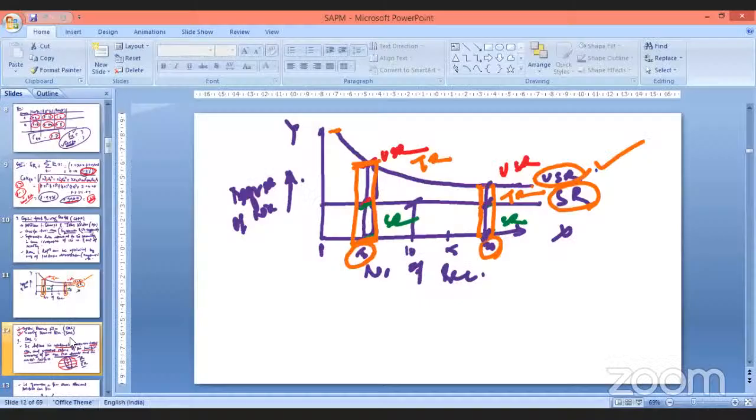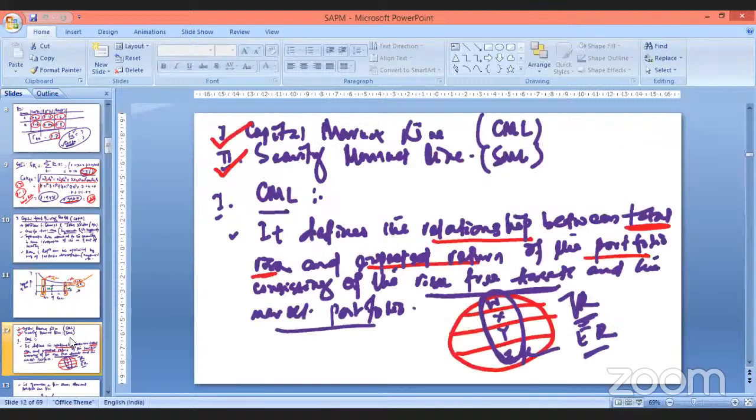So this is how we are talking about CAPM. I'll just explain about the CAPM. Before going to explain about CAPM, we must understand these two: one is the capital market line and the second one is the security market line. CAPM is derived from the security market line. So what is the capital market line? It defines the relationship between the total risk and expected return of the portfolio that consists of the risk-free asset and the market portfolio.